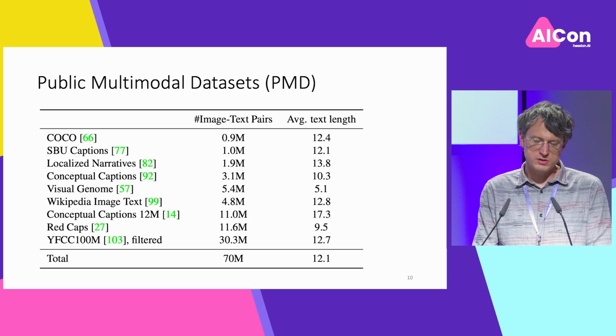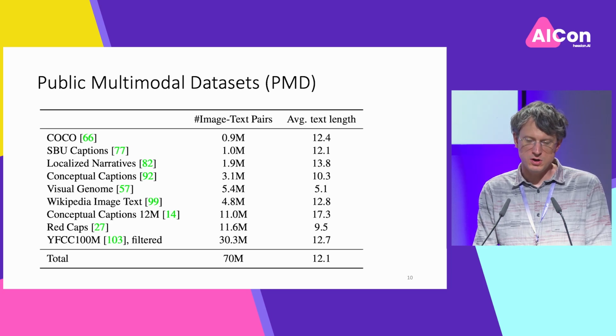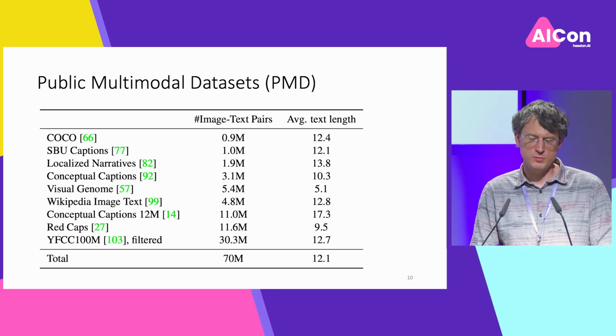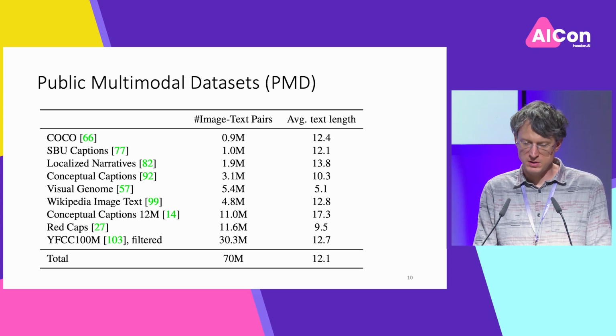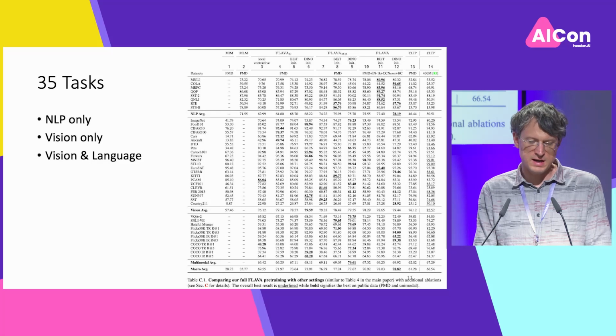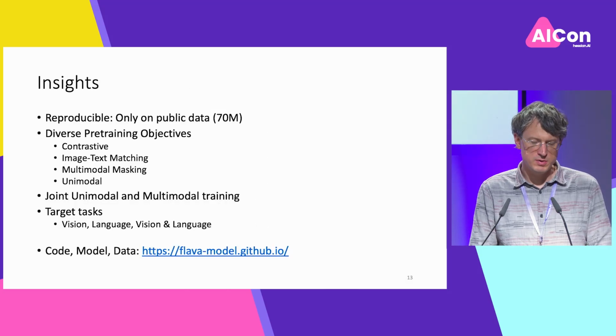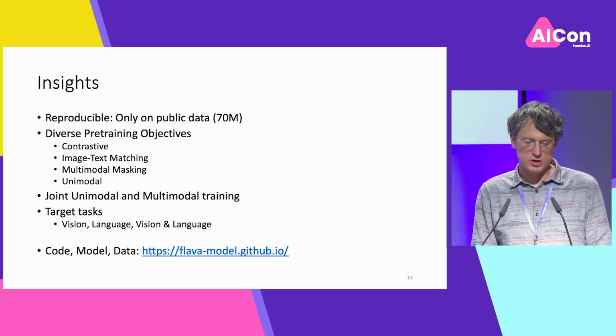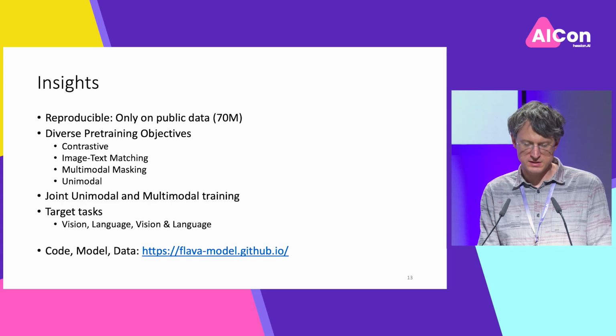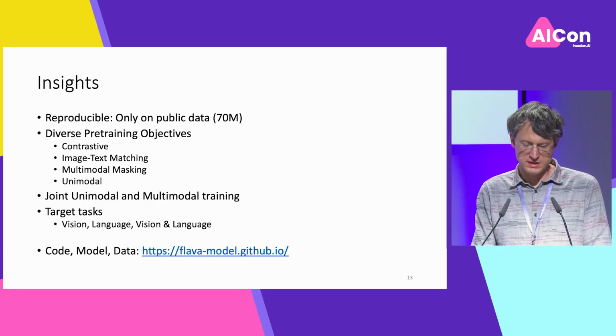And we train this all, in contrast to many prior works, on all public data sets. So it's easy to reproduce, and it's all freely available. There are 35 tasks which we can solve with this model, or at least which we trained for. Some insights here: it's reproducible, we have diverse pre-training objectives, and we can have joint multimodal and unimodal training for lots of different target tasks. And code, model, and data are available.